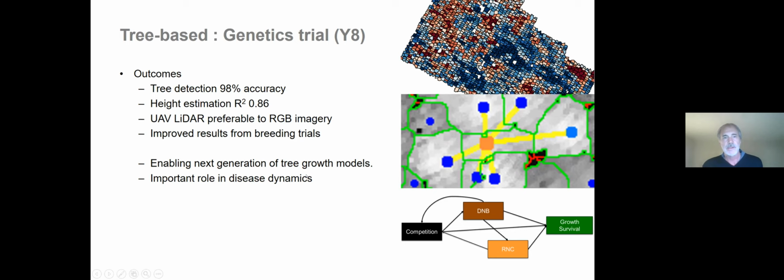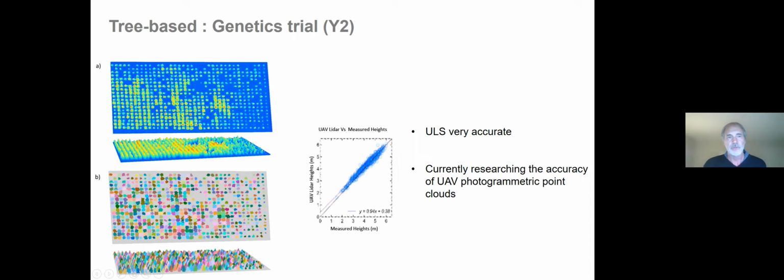Just a little bit more work here on tree-based, done in a much younger trial. That prior work was at age 8, which is when they typically assess these progeny trials. But this work here was done at year 2, so seedlings, quite soon after establishment. Quite different challenges here. The trees are really small. You need quite high density LiDAR to be able to differentiate them from the ground and any other background clutter, weeds and the like. But they were able to get really good results in estimating heights on trees of that relatively young age. And a really good R squared on height actually from UAV LiDAR.